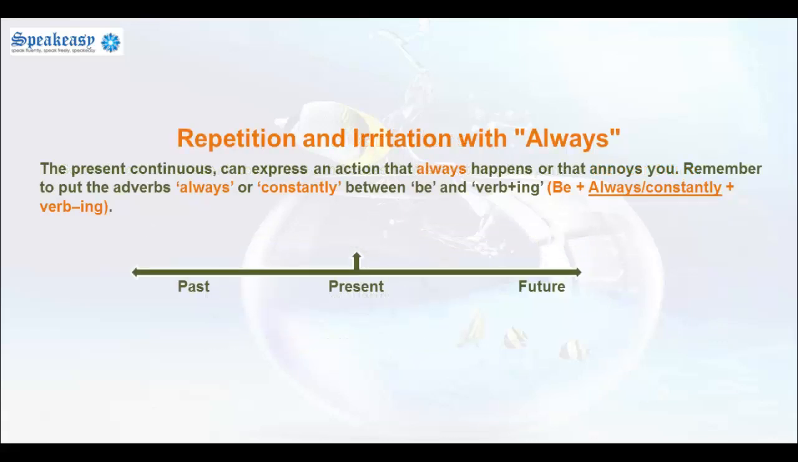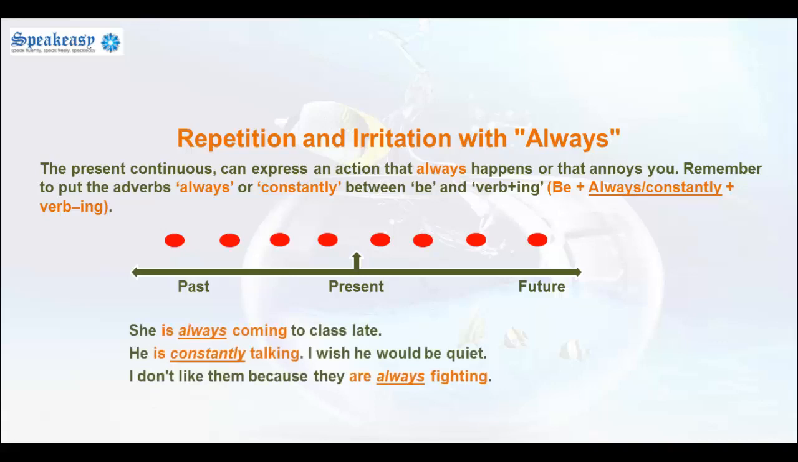The present continuous can express that an action always happens or that it annoys you. Remember to put the adverbs always or constantly between be and the verb plus ing. She is always coming to class late. He is constantly talking. I wish he would be quiet. I don't like them because they are always fighting.